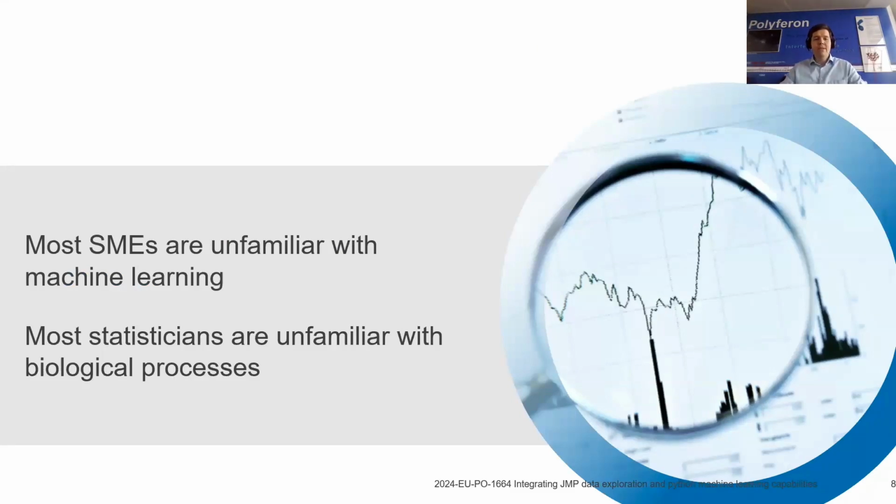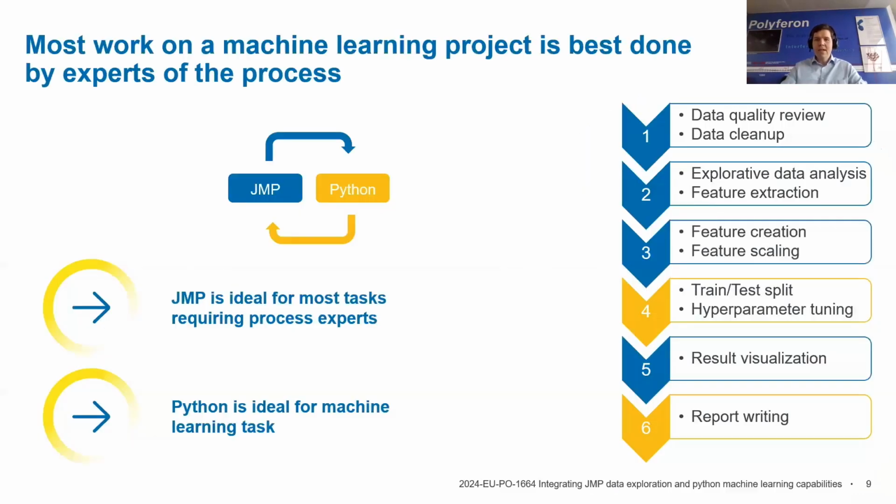However, most SMEs, so the experts who understand the process, are not familiar with machine learning and not necessarily comfortable with writing code. On the other hand, informaticians are frequently not familiar with biological processes, and then you also can get very funny predictions. So the idea here is to use JMP, which is easy to use by SMEs, to get most of the data out of the data and to use machine learning without anybody noticing the code behind it. For that, I use a JMP journal, which is easy to use and which I will show you in a few minutes.